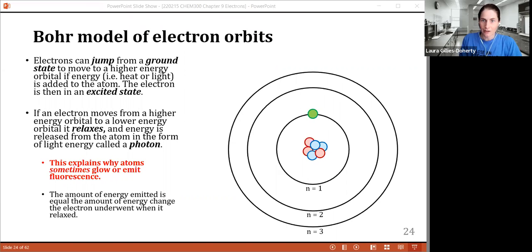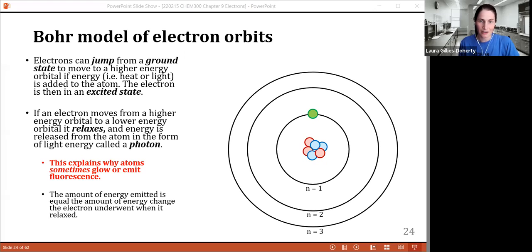So according to Bohr and his model, electrons can do what's called jump from a ground state, a low energy state, to a higher energy state, a higher numbered orbital, if energy is added to the atom. And this is like what happens with emission spectra. Angstrom and Balmer added energy to their samples. They heated them up or they added electricity. And then they saw the atoms start to emit these different colors of light that were specific to each element.